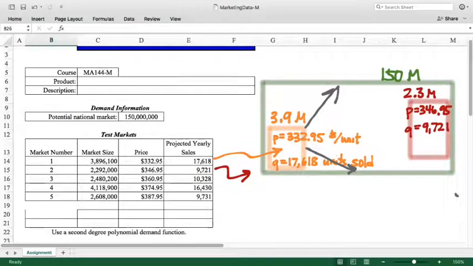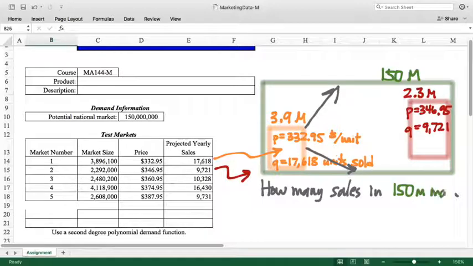We want to know what all 150 million people in the national market will do if we try to charge them $332. So if I want to answer the question, how many sales in my national market of 150 million, what arithmetic should I do here? It's a 2-step process. The first one is to figure out how much larger the national market is than each of the test markets. It's like how much larger is my group of 15 people eating cookies compared to the 5 people in the recipe. So that's the first step, to do that division.